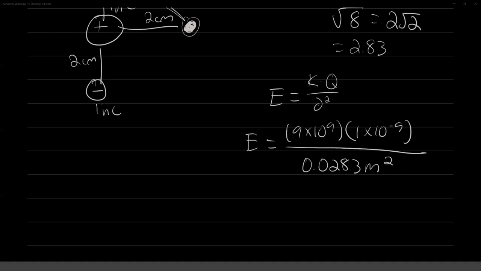Let me grab my calculator really fast. Okay, I got it. Did anybody else plug this in? Yep, 318.02. Does that sound good to everybody? 9 times 10 to the minus 9 divided by 0.0283 squared. I didn't get that.